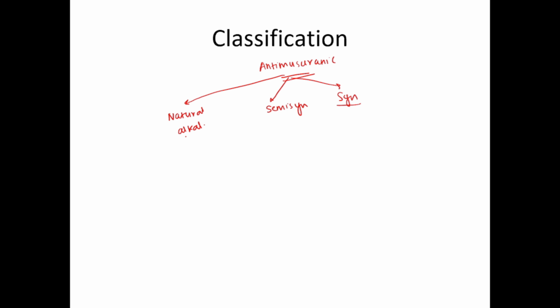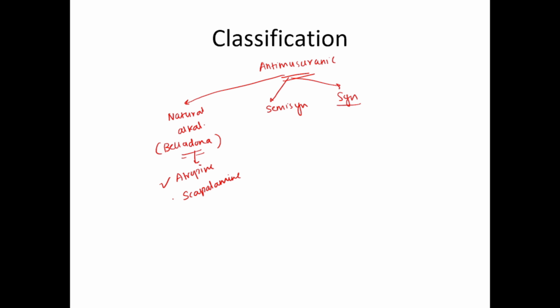If I talk about the natural ones, you mainly have the belladonna alkaloids. We have studied belladonna in pharmacology. It mainly consists of atropine and scopolamine.